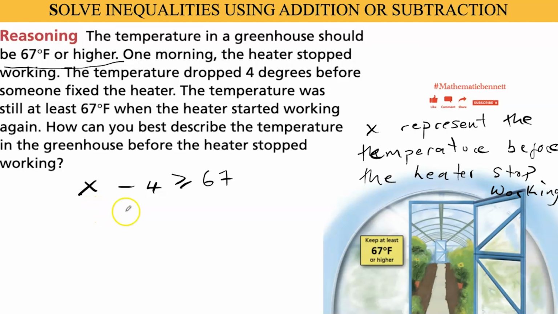So how do I get x by itself? I add 4 to both sides. And I see that x would be greater than or equal to 71 degrees. Alright, they asked us to describe the temperature in the greenhouse before the heater stopped working. We can say that the temperature in the greenhouse before the heater stopped working was 71 degrees or higher.